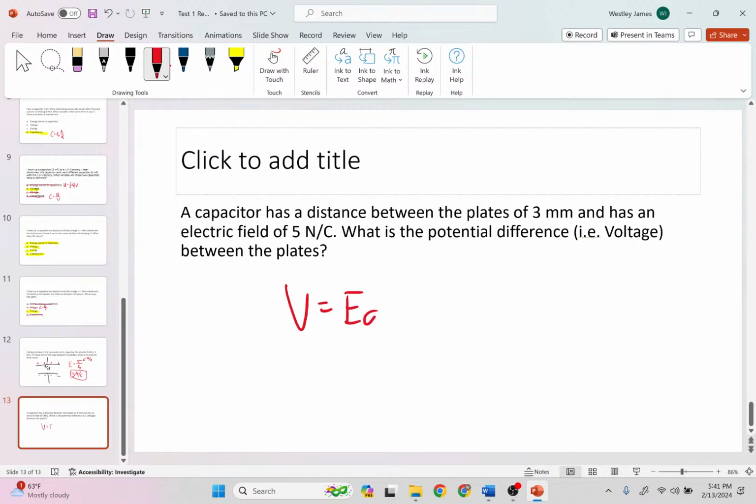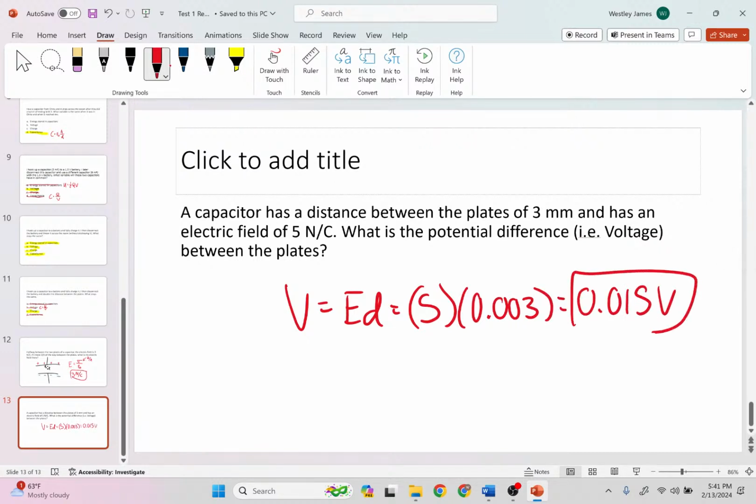So V equals ED. Now, if you say the answer is 15 volts, you forgot to convert your units, so don't forget to do that. It's going to be 5 times 0.003, so it's going to be 0.015 volts. Do be careful with unit conversions, y'all. You best believe I'm going to make you convert your units, because the reality is that's how the world works.